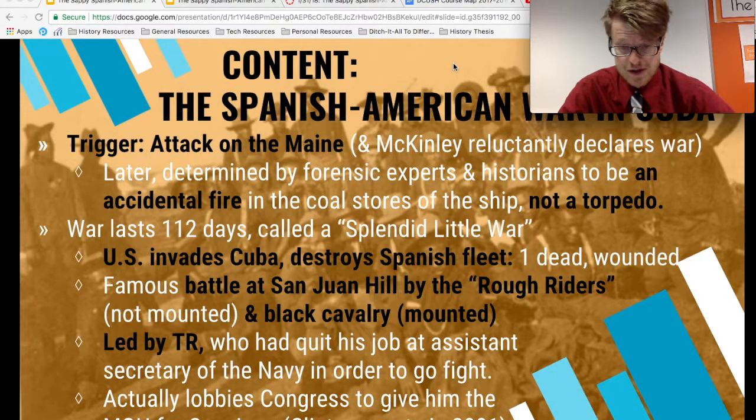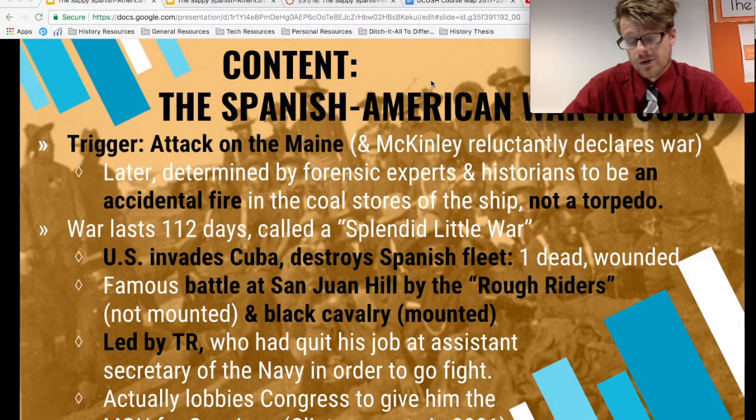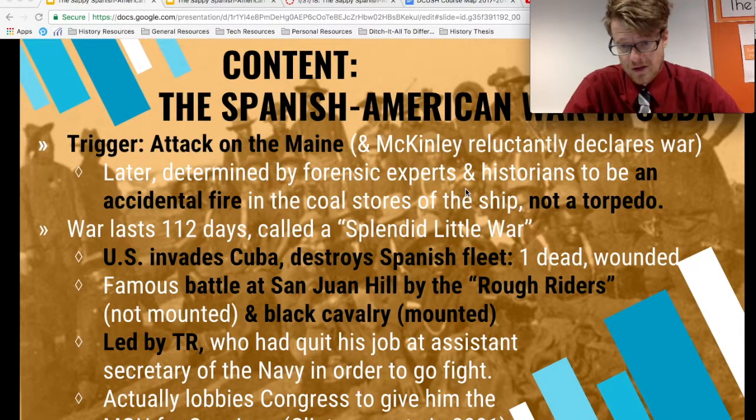Now, the president at the time, William McKinley, did declare war over the Maine incident after quite a few months of pushing from an American populace and also other people in the government. Later historians and some forensic experts did some work, and they found that it was an accidental fire in the coal stores of the ship that ignited the gunpowder magazine. So it wasn't even the Spanish, even remotely. Again, this is an interesting thing: sometimes these wars happen just based off of accidents.